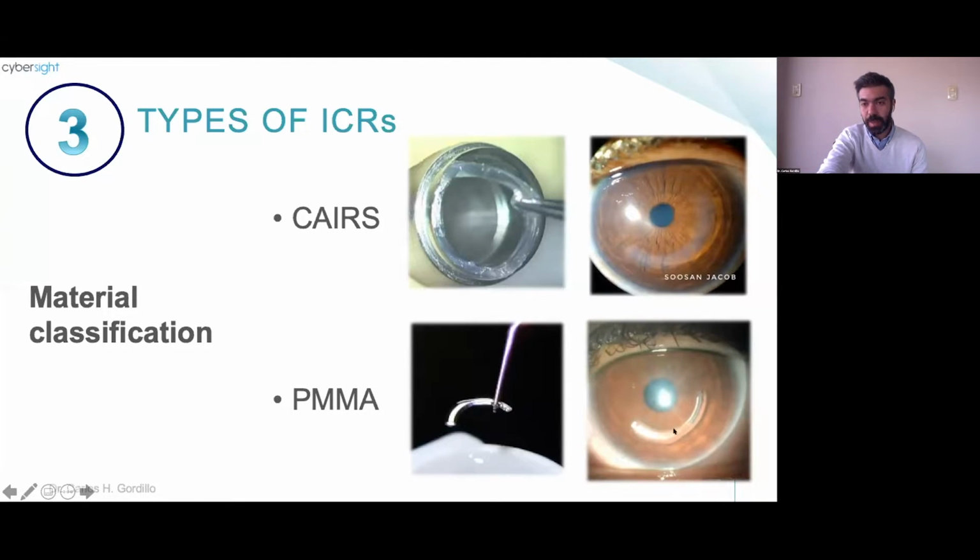And this is a patient with an asymmetrical base intracorneal ring we performed here at the Institute. So you can see the different rings and the different materials.